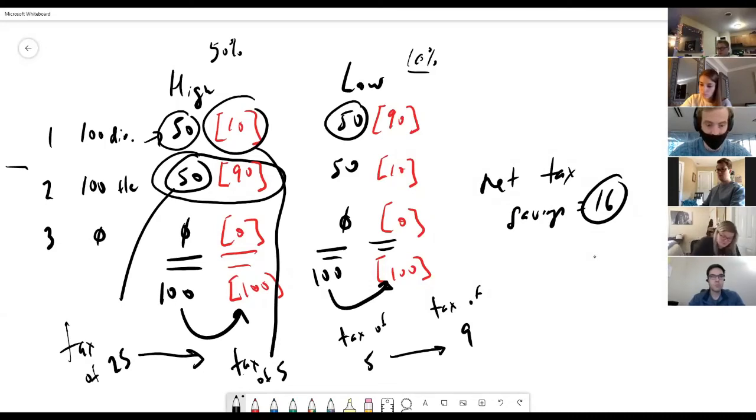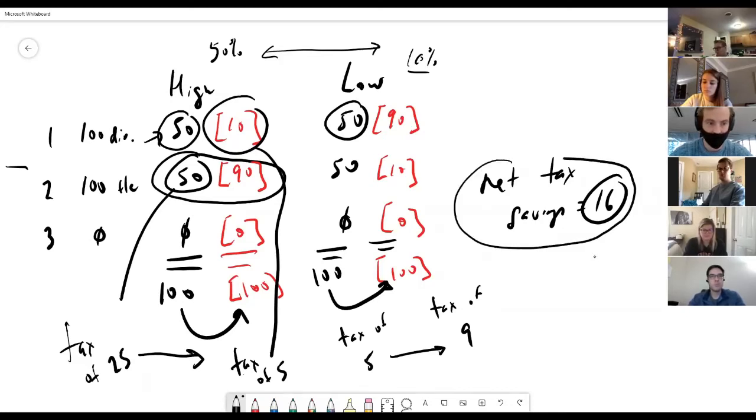That's the 40 of shifting from dividend to tax exempt times the delta of 40% of the tax rate differential. So if you wanted to see where that came from. But we don't really care so much about the precise dollars. We just know the total tax liabilities went down because high bracket is saving more by shifting from dividend to tax exempt, and low bracket is increasing tax by shifting from tax exempt to dividends.